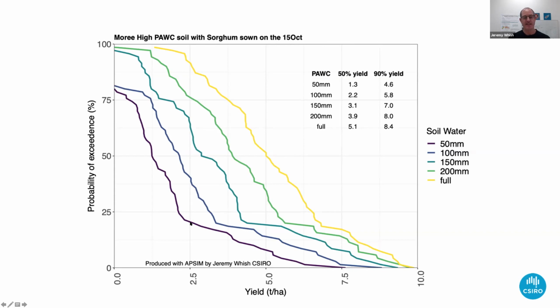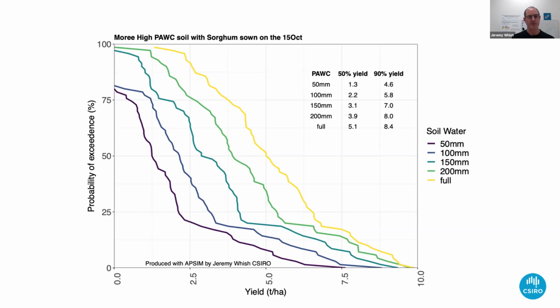If I need 2.5 tonnes, I've only got about a 20% chance of getting it if I planted with 50 mils of water in the soil, on average. So this is using 100 years of simulations to try and get over some probabilities. If I have 200 mils of water in the soil, assuming my soil can hold that much, you know, I'm sitting up here at 75%.